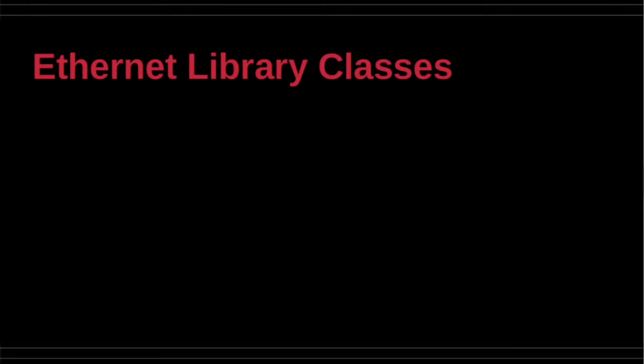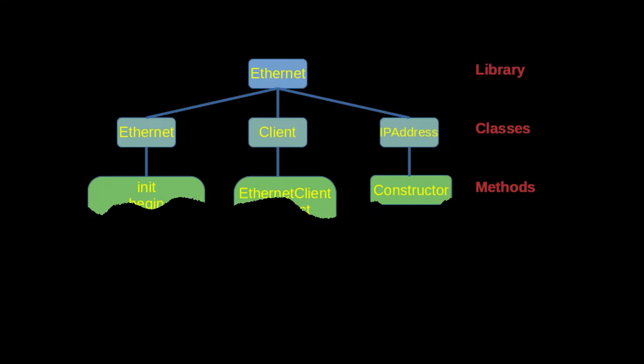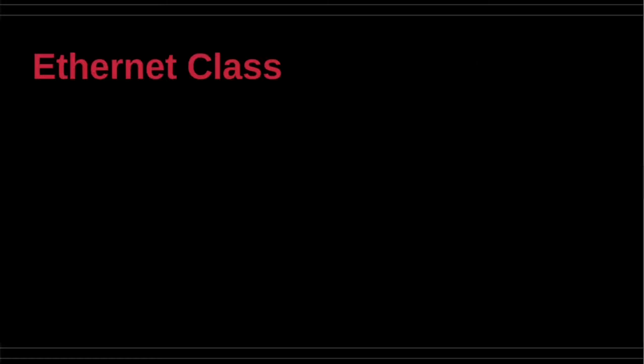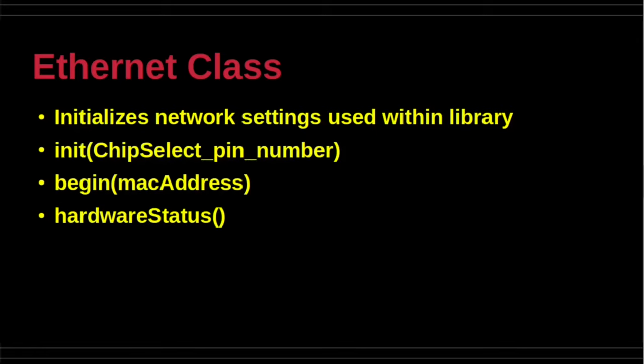The four important classes in the Arduino Ethernet library are Client, Ethernet, IPAddress, and Server. The Server class is not used in this very simple demonstration and therefore omitted from further consideration. The methods of this class used in the demonstration are init, begin, hardwareStatus, linkStatus, and localIP.